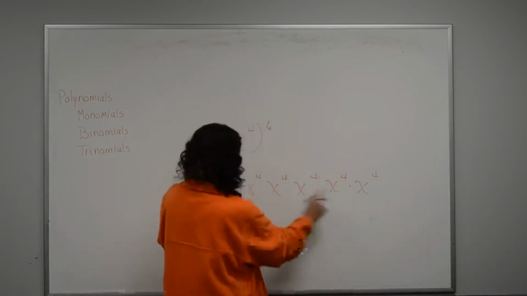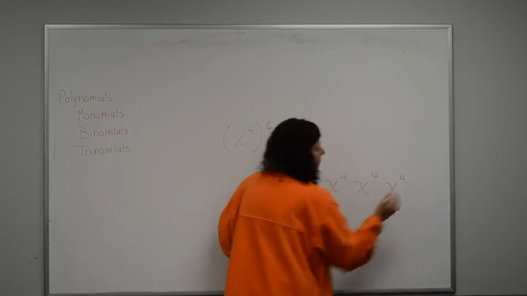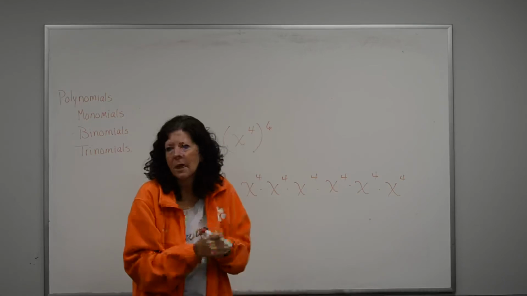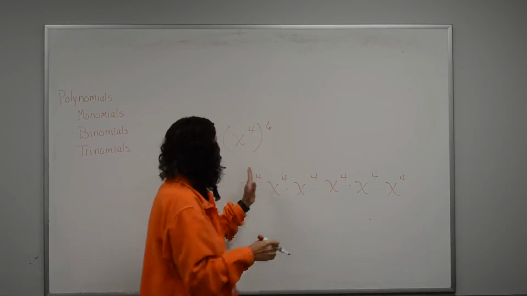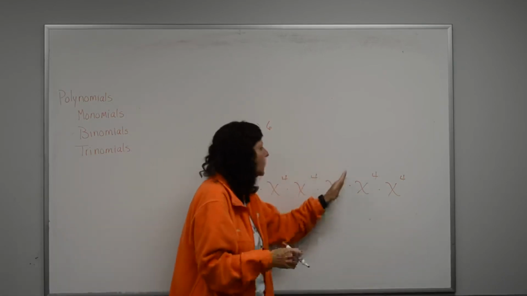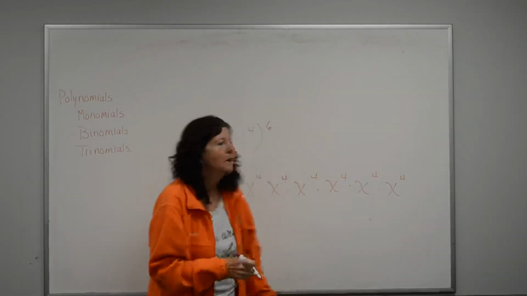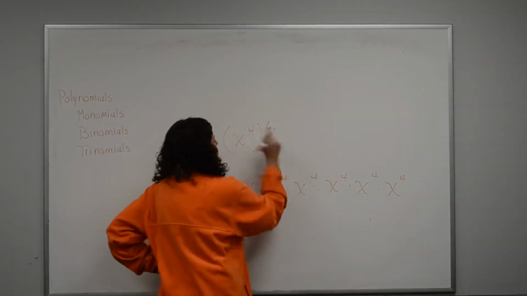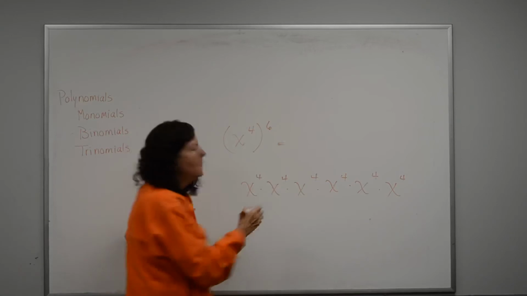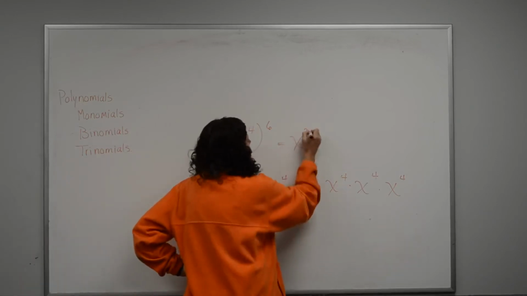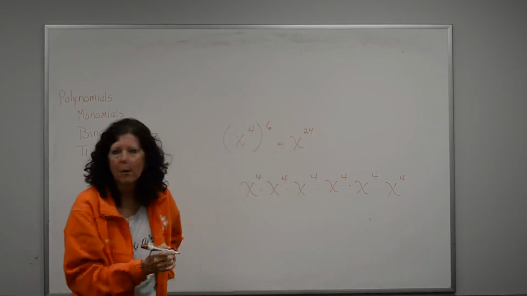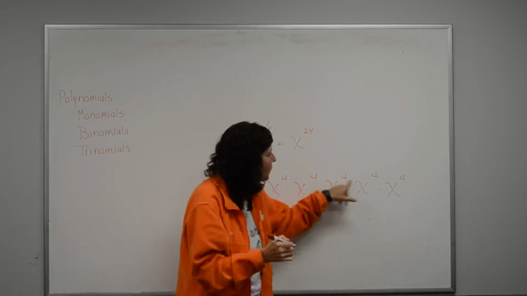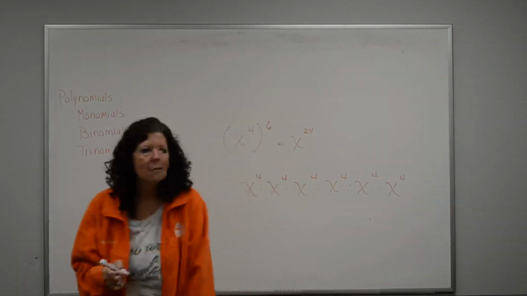How many do I have? That's 5. One more. Times x to the fourth. Okay? Now, personally, I don't want to do that. But then I would add 4 plus 4 plus 4 plus 4 plus 4 plus 4. Easier way? If I have a power raised to a power, let me just multiply. That's going to give me x to the 24th power. If I added all those 4's together, that's what I would get.